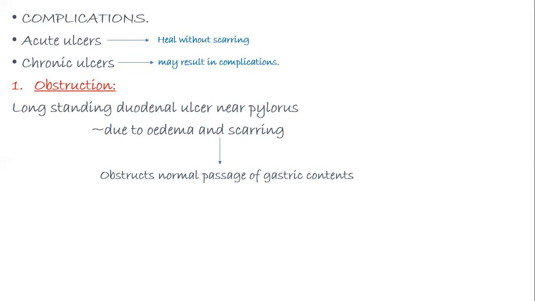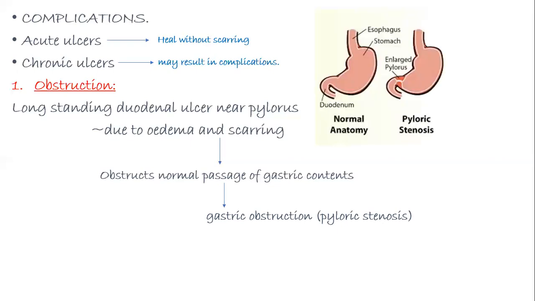So these people are afraid of eating food. As there is obstruction to the normal passage of gastric contents, there occurs gastric outlet obstruction near the pylorus, and it is also called pyloric stenosis. You can see in the normal anatomy the passage is wide, but during pyloric stenosis the pylorus is enlarged and the passage is narrowed. Due to this, the patient experiences nausea and vomiting.